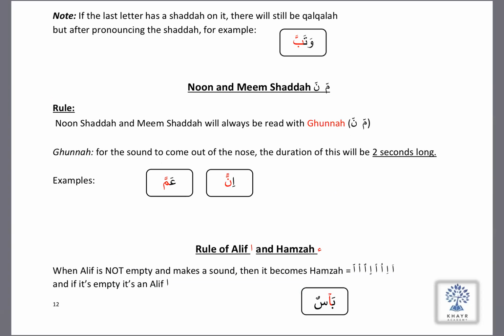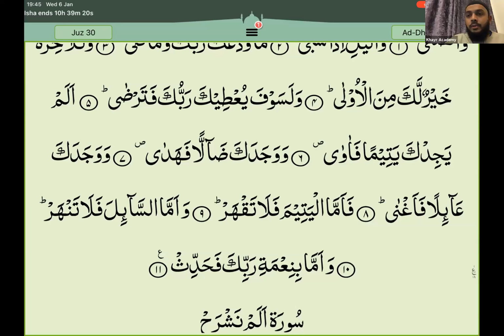Any questions? Okay. Just before we finish, let's go back to the Quran again. فَأَمَّا الْيَتِيمَ فَلَا تَقْهَرْ. Now we can do these ones. Let me get the highlighter. وَأَمَّا الْيَتِيمَ فَأَمَّا الْيَتِيمَ, these are all Hamza. Can you see? فَأَغْنَى, these are all Hamza. This is a real Hamza, but this is the alif which turned into a Hamza, this one.